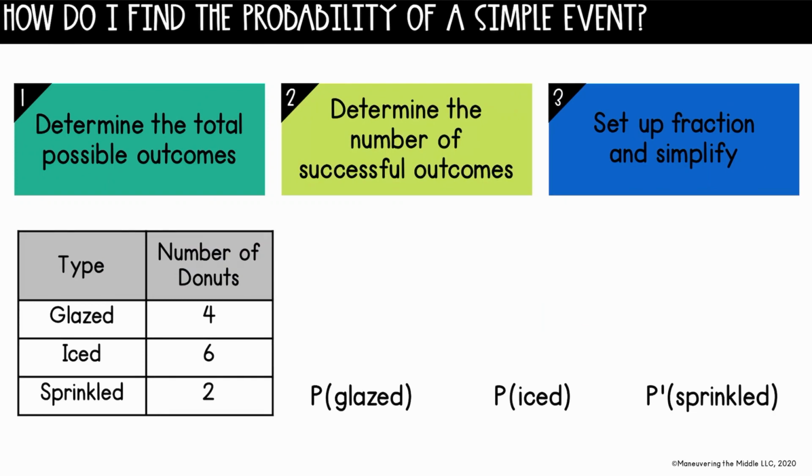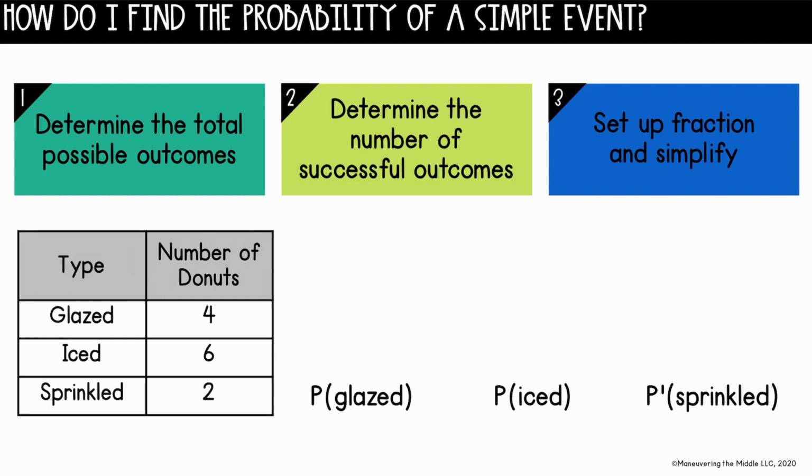So let's go ahead and talk about how you can find the probability of a simple event. The first thing I always like to do is to determine how many total possible outcomes there are. And then I look at how many outcomes would be considered successful. And then I'm going to set up a fraction and simplify.